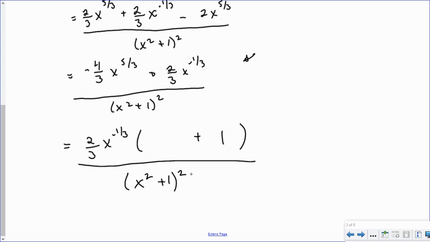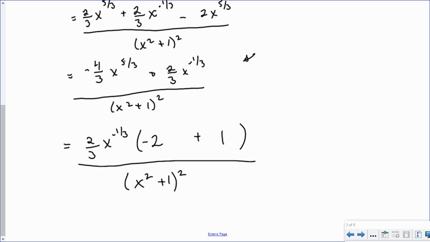Okay, now what am I left with? When I divide negative 4/3 x to the power of 5/3 by 2/3 x to the power of negative 1/3, okay, so I'll do my negative 4/3 divided by 2/3. And negative 4/3 divided by 2/3 is going to be negative 2.